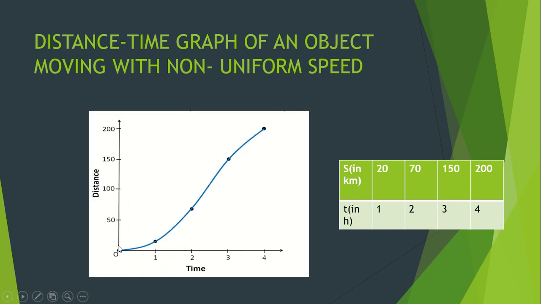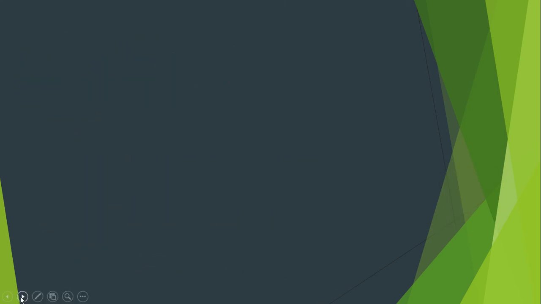Yes, you are getting this kind of graph which is nothing but a kind of curve. So it is not at all a straight line. So we can conclude that whenever the speed is not same, it changes with time. Means when an object travels unequal distances in equal intervals of time, the object is said to have non-uniform motion or non-uniform speed. Right? Now see next.